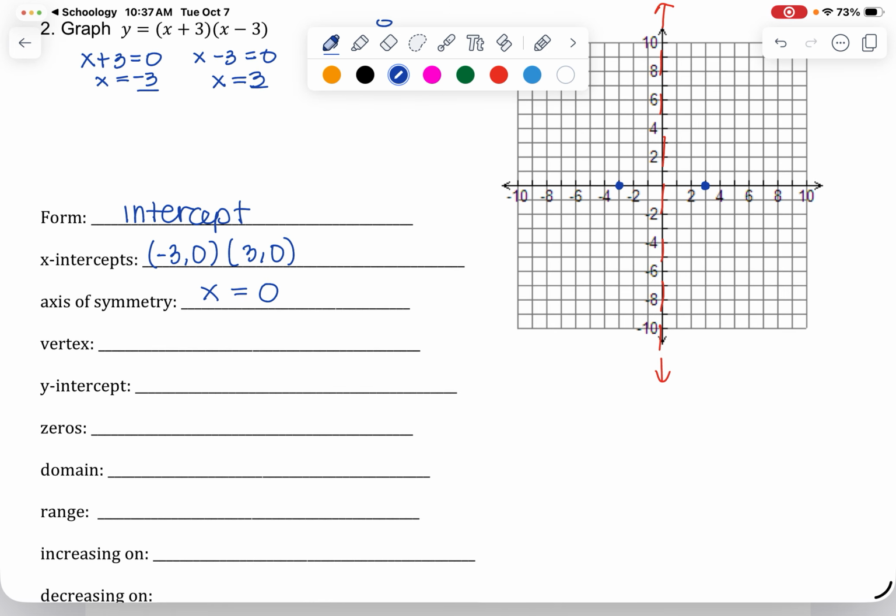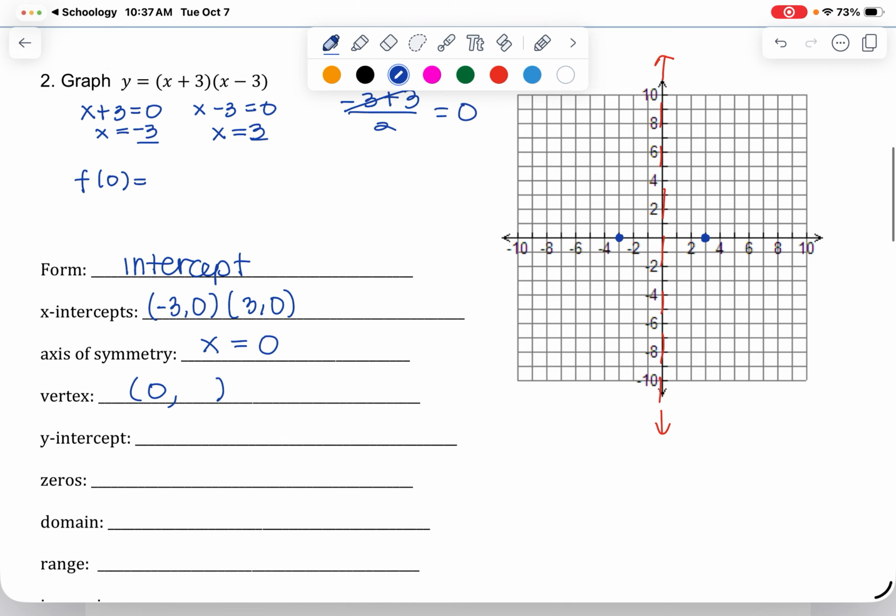My vertex is directly in between those 2 points, so it's (0, something). So you are going to find f of 0 to get that value. So f of 0 is 0 plus 3, which is 3, times 0 minus 3, which is -3, which is -9. So (0, -9) is my vertex. My y-intercept is always (0, something), and you find f of 0, which we already did, which is -9. So my y-intercept is (0, -9), and my vertex is also (0, -9).